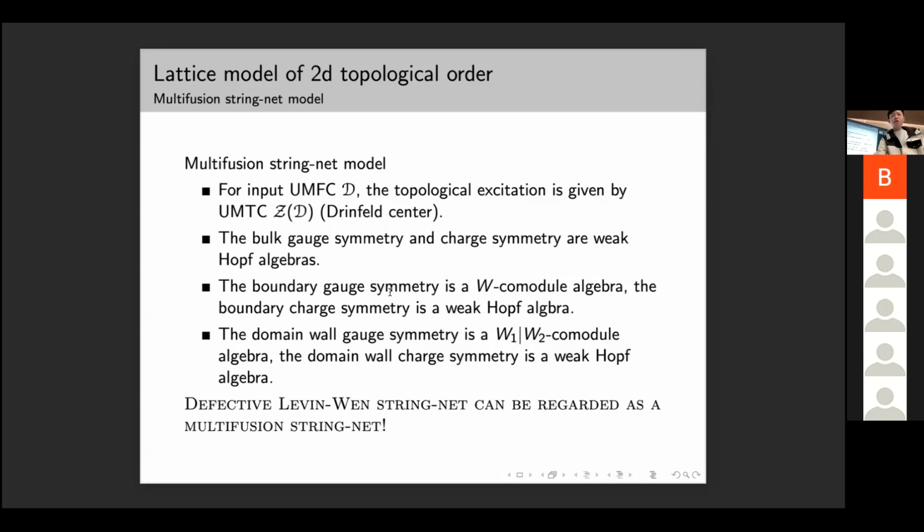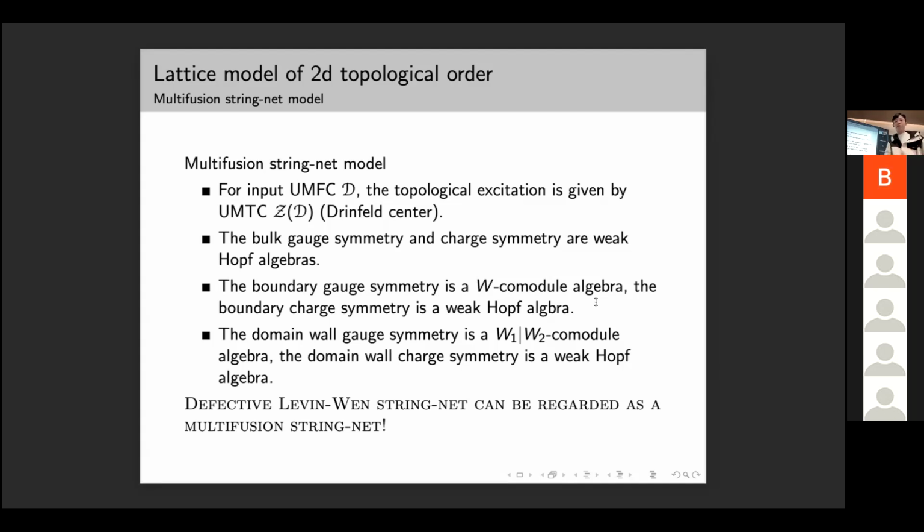And the boundary symmetry is just the topological algebra. This can be understood in the following way. Because given a topological algebra A, we know that we have the category of all the A modules. This category of A modules is just the module category over the given unitary multifusion category. So basically, this is the correspondence.